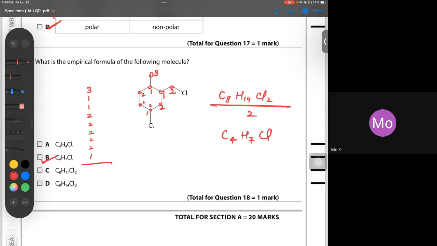Whenever you are going to do these types of questions, you are supposed to first count the number of atoms, then divide by the simplest common factor, that is 2, and then you would be getting the empirical formula. Simple.